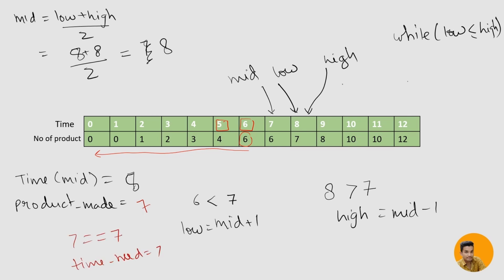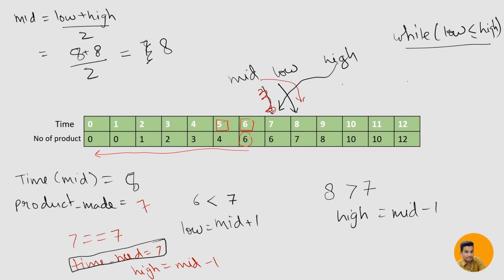And since low is now in the next iteration, here we will make high as mid minus 1. Mid is pointing over here, not here. And this high would become mid minus 1. That means high would point over here. And we have made this condition false. So our answer would be this one.